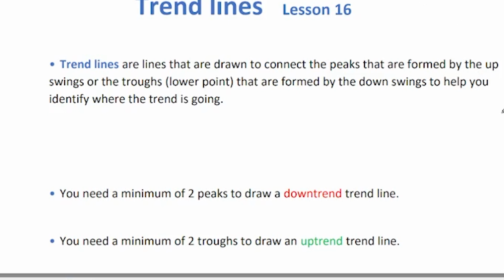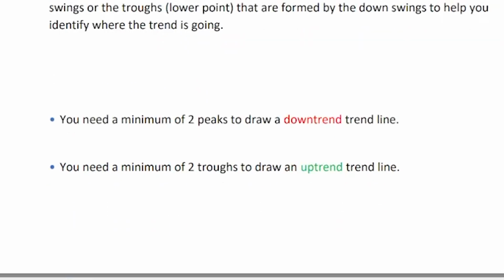So what do you need to confirm that your trend line is showing you the direction of the market, confirming the trend, uptrend or downtrend? What you need is a minimum of 2 peaks to draw a downtrend line. When you are moving down, you need 2 peaks, connected with the trend line. In the uptrend, you need 2 troughs to draw an uptrend line. We will see that in a minute on our chart with examples.